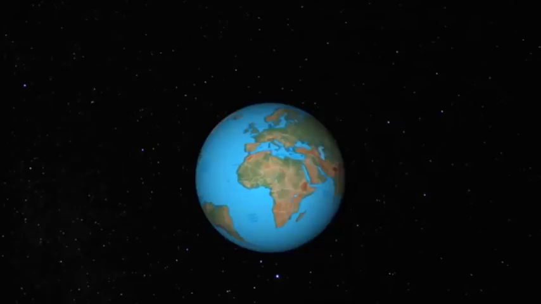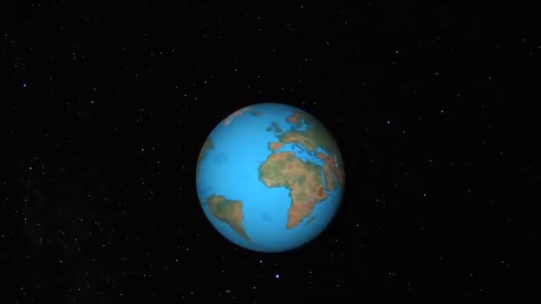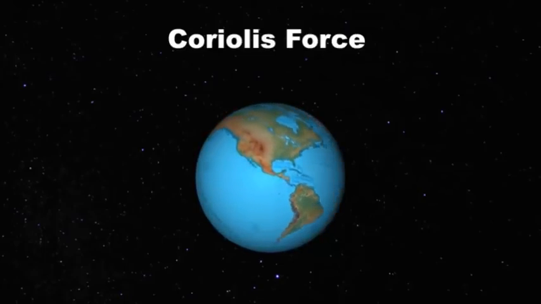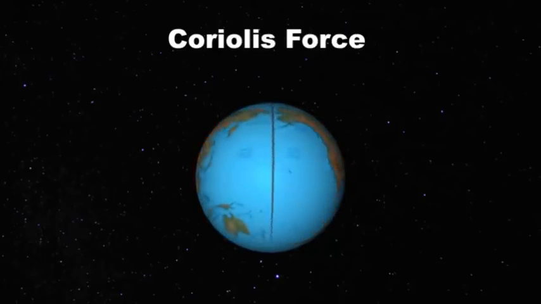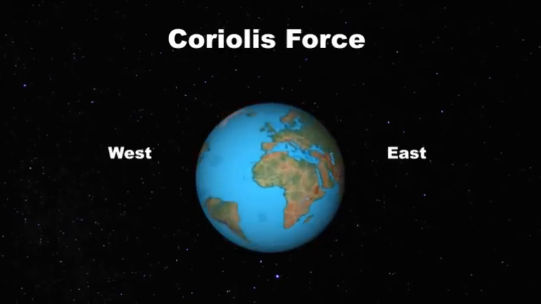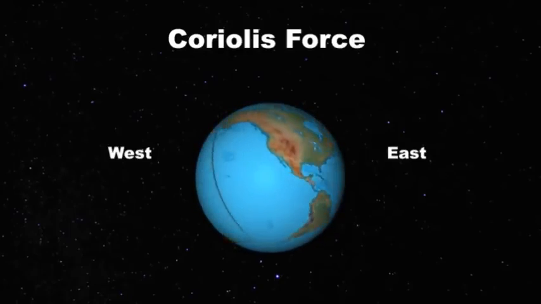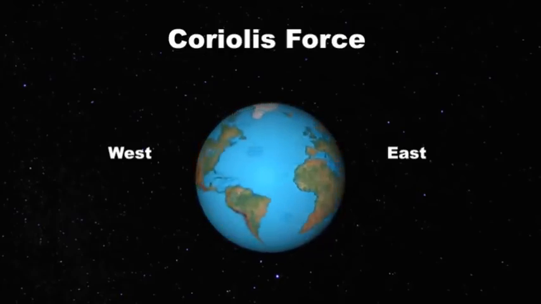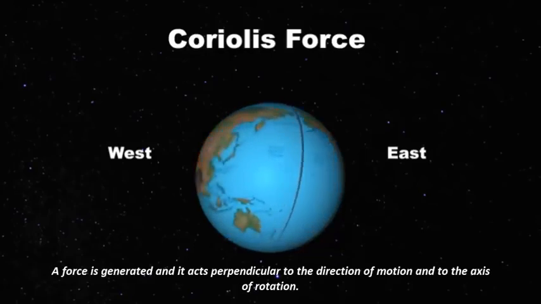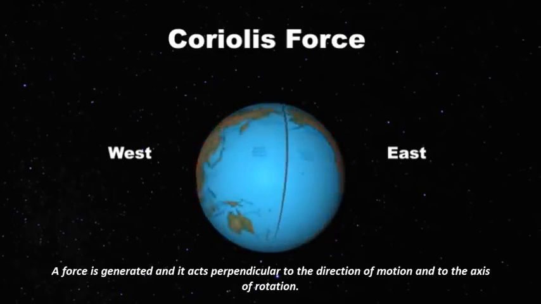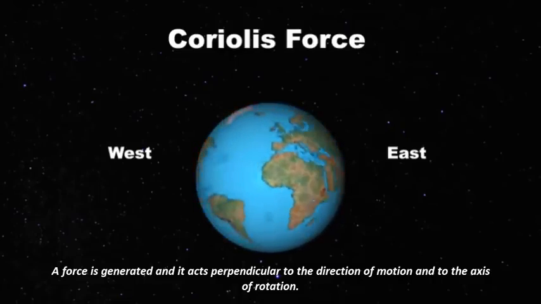While all of this happens, there's another important phenomenon which comes into the picture. It's called Coriolis force. The Earth rotates towards the east, and that's why the sun, moon, planets and stars all rise in the east and go towards the west. Due to the rotation of the Earth, there is a force that is generated and it acts perpendicular to the direction of motion and to the axis of rotation.